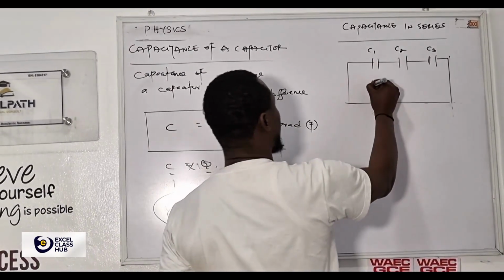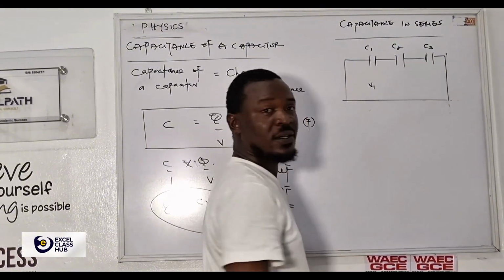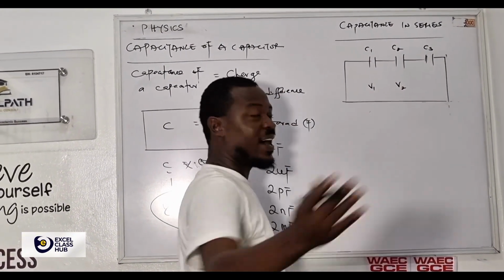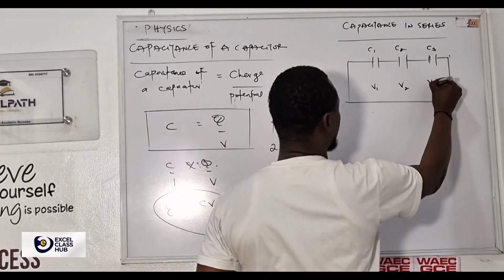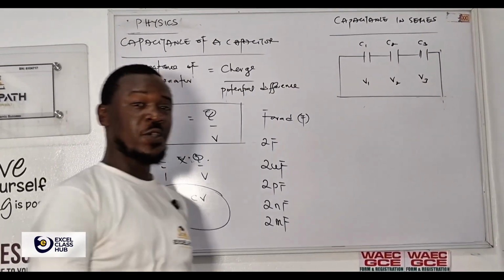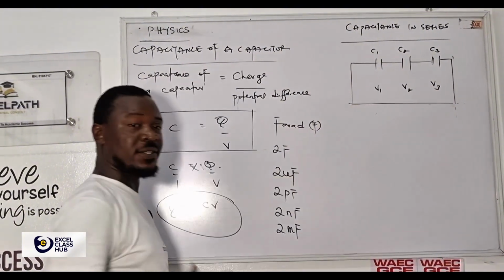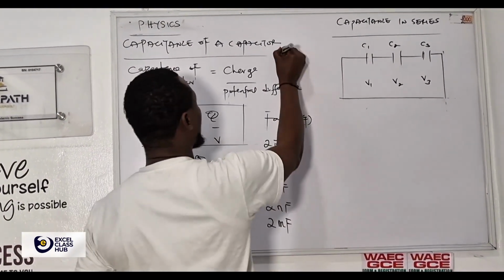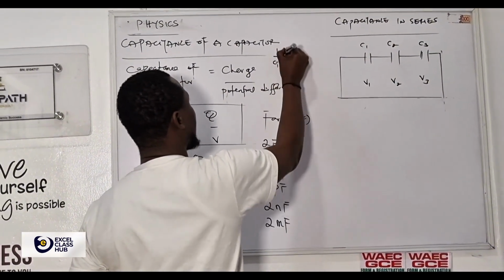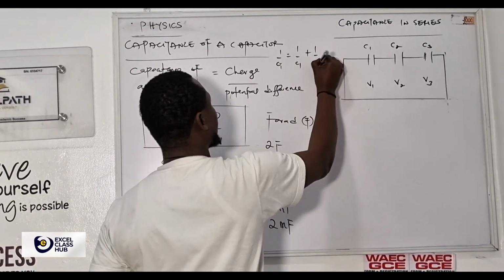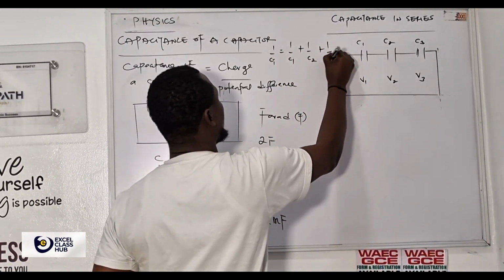So this C1 is always across V1, while this C2 is always across V2, and this C3 is always across V3. That is why if you go back to your textbooks, you'll be given a formula that the total capacitance is always 1 over C total equals 1 over C1 plus 1 over C2 plus 1 over C3.